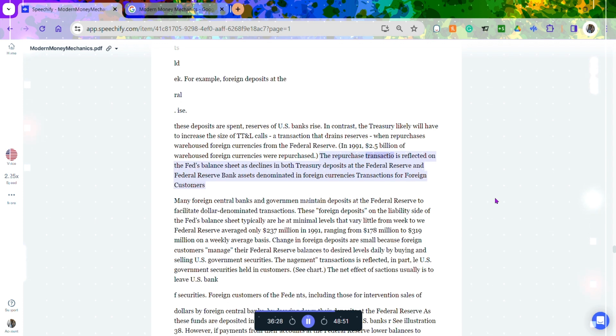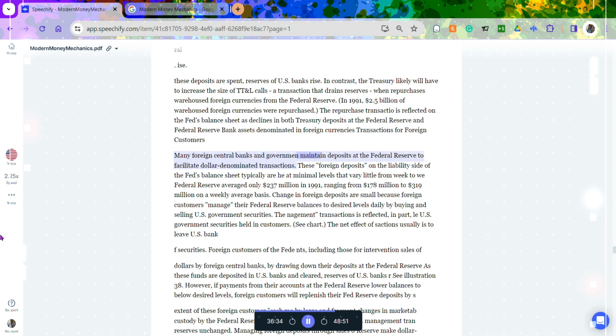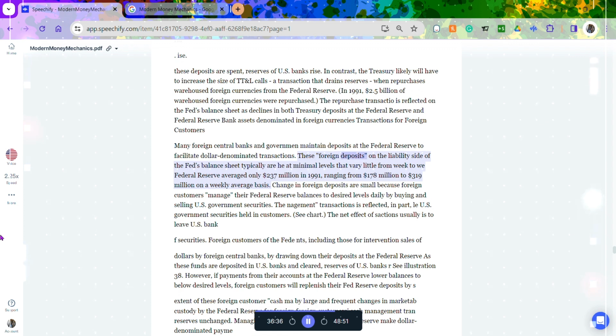The repurchase transaction is reflected on the Fed's balance sheet as declines in both Treasury deposits at the Federal Reserve and Federal Reserve Bank assets denominated in foreign currencies. Transactions for foreign customers. Many foreign central banks and governments maintain deposits at the Federal Reserve to facilitate dollar-denominated transactions. These foreign deposits on the liability side of the Fed's balance sheet typically are at minimal levels that vary little from week to week. They averaged only $237 million in 1991, ranging from $178 million to $319 million on a weekly average basis.